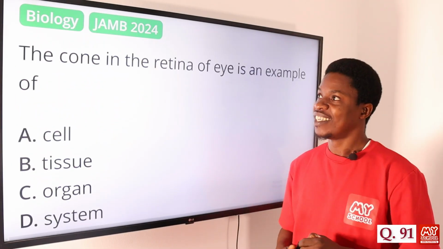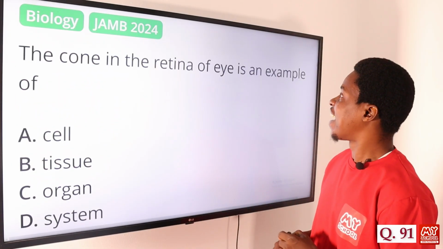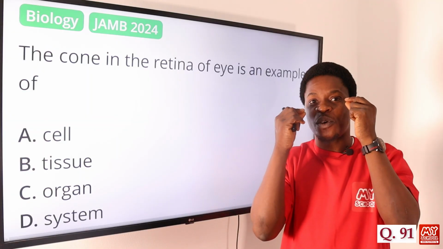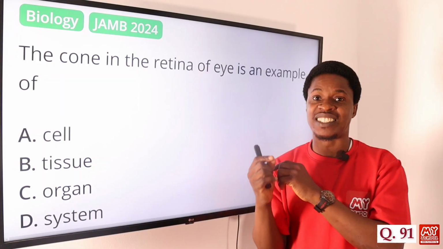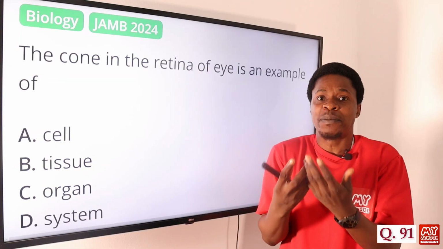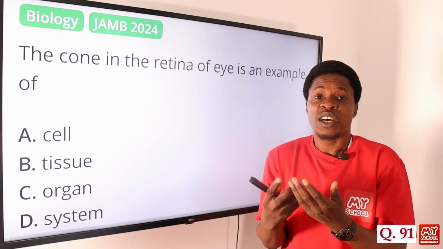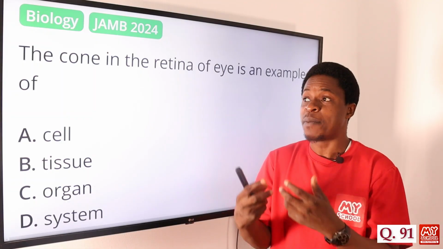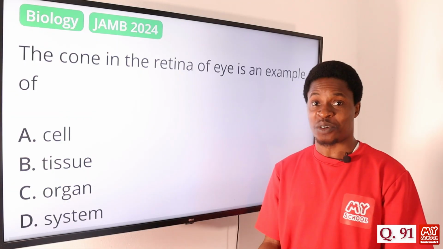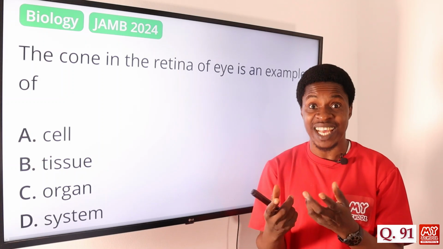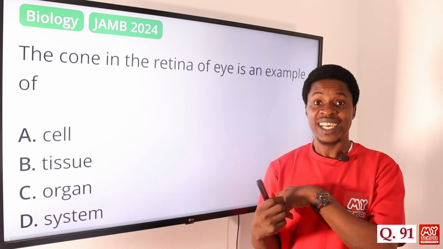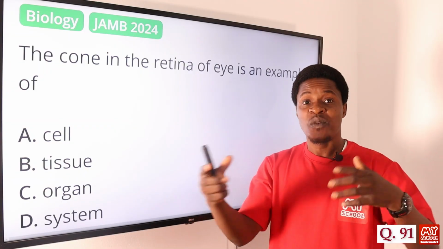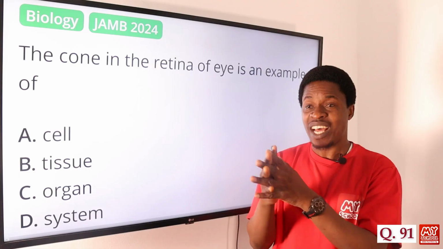Question 91. The cone in the retina of the eye is an example of what? Actually, the cone in the retina is what we call a photoreceptor cell. It's a cell, okay? It helps with color vision and daylight vision. It enhances daylight vision. During the day, we are able to see clearly because of the cone of the retina. Then also with color vision, we can see, oh, this is this color, this is that color. We can decipher which color is which.